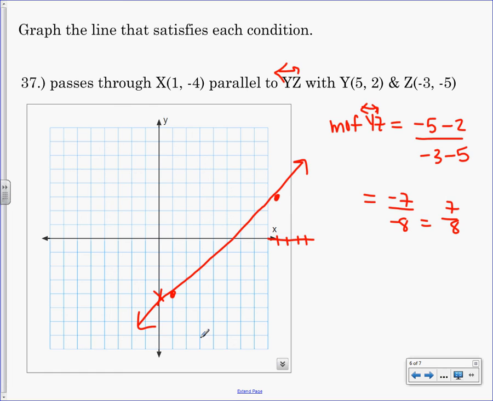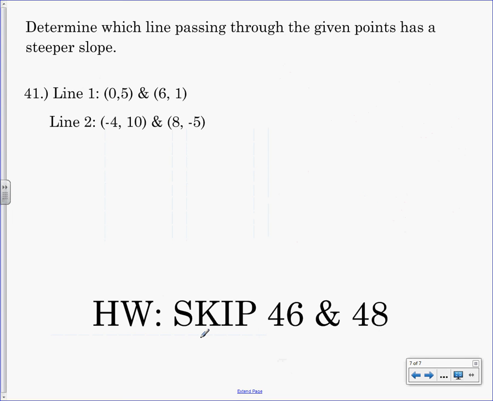Okay. All right, last question. Determine which line passing through the given points has a steeper slope. So obviously I have to find the slope, right? So we're going to find the slope of line 1 and the slope of line 2. Cheyenne's group over, you guys do line 1. And then Alex's group over, you guys do line 2. Okay?